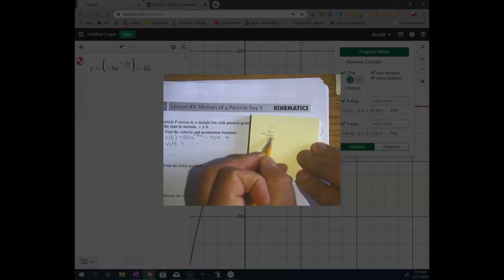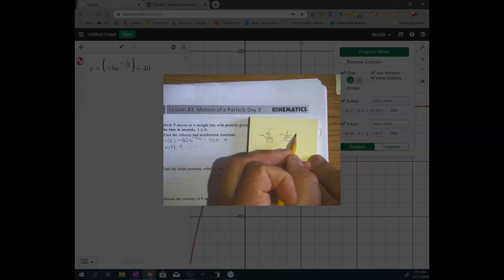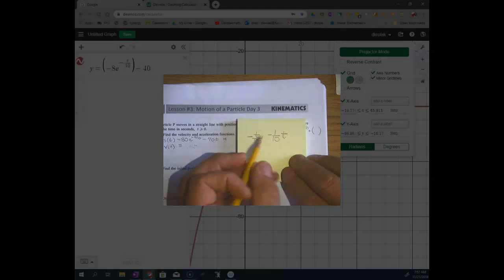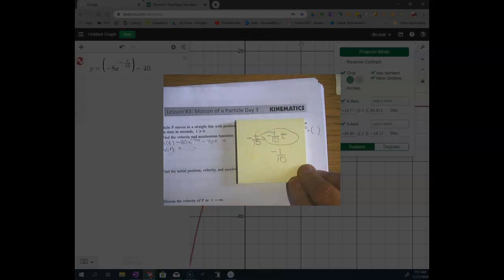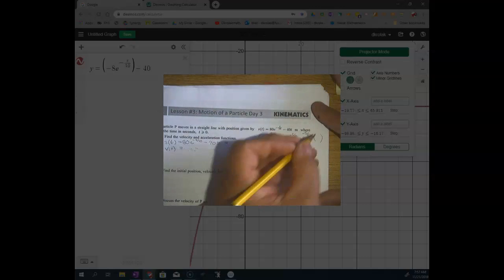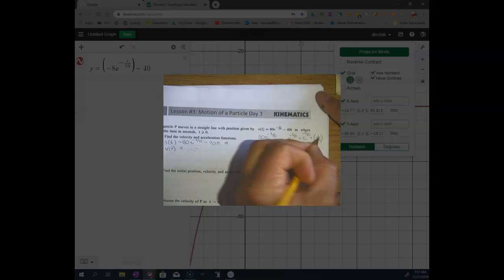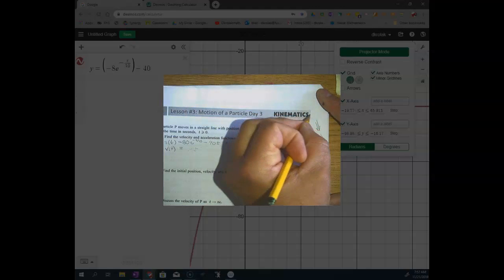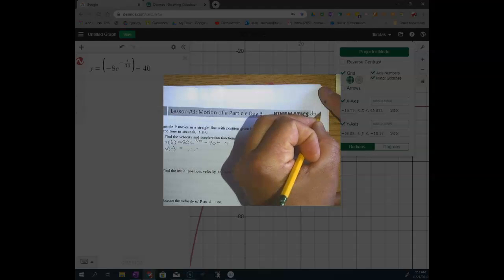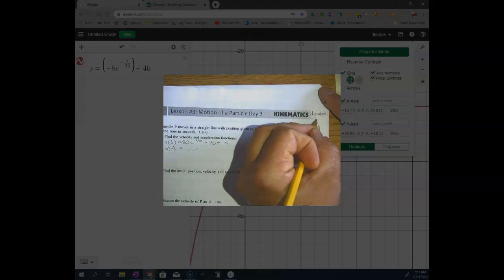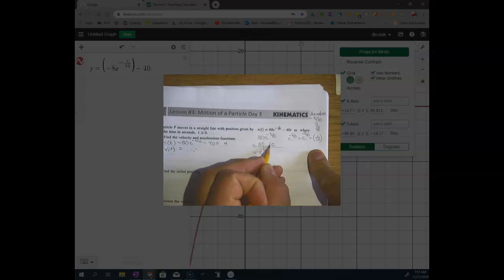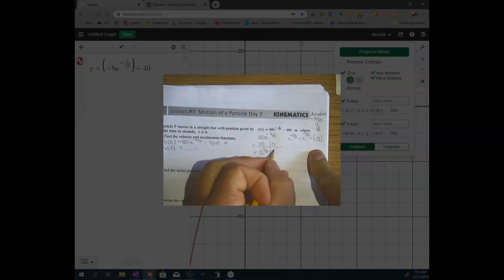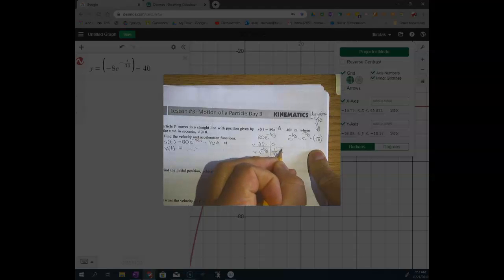Negative t over 10 is the same as negative 1/10 times t. What's the derivative of that? Yeah, negative 1/10. So the derivative of the exponent is negative 1 over 10. Excuse me, it's the derivative of negative t over 10. So the derivative of this term is negative 1 over 10 times e to the negative t over 10.